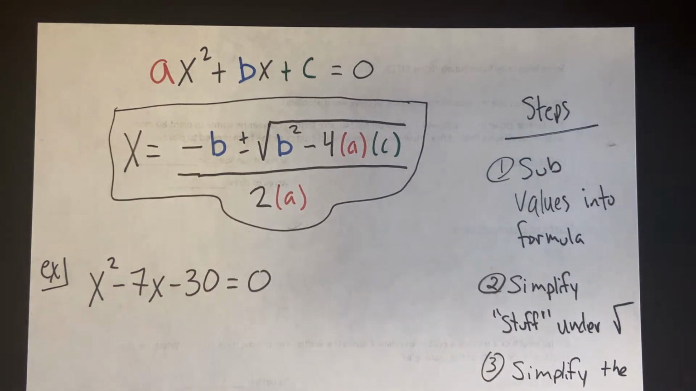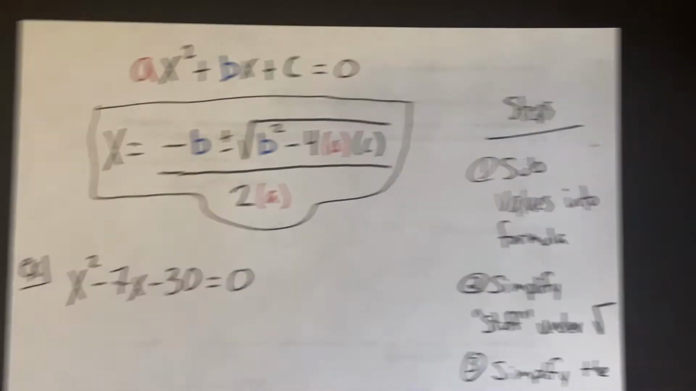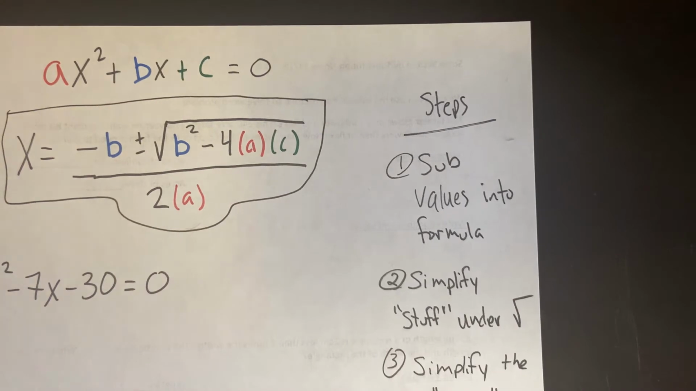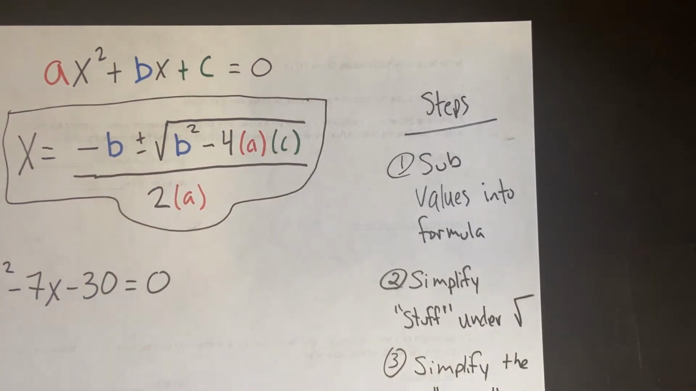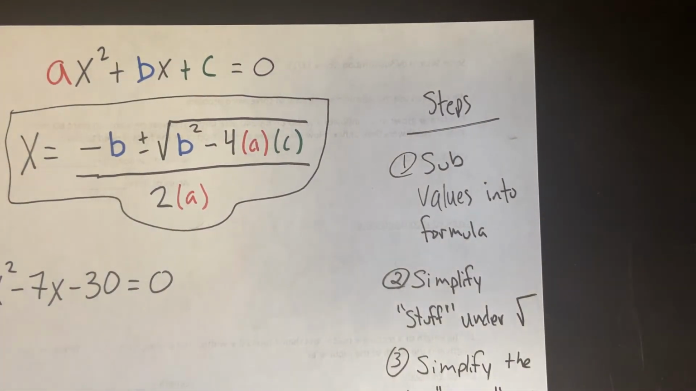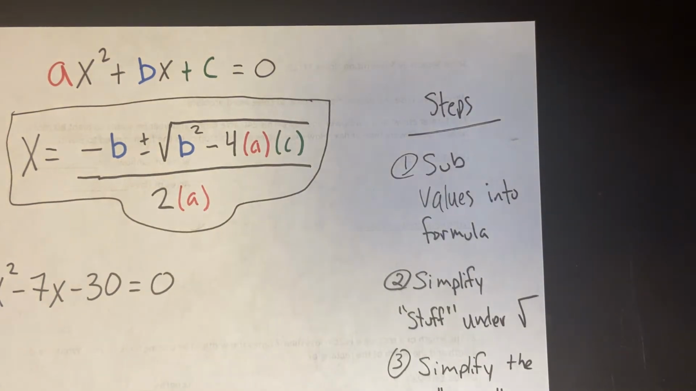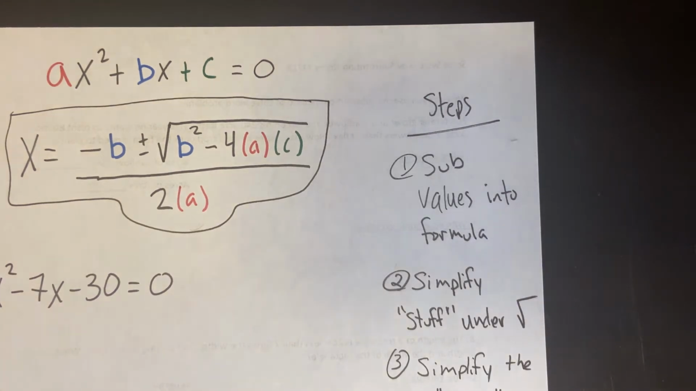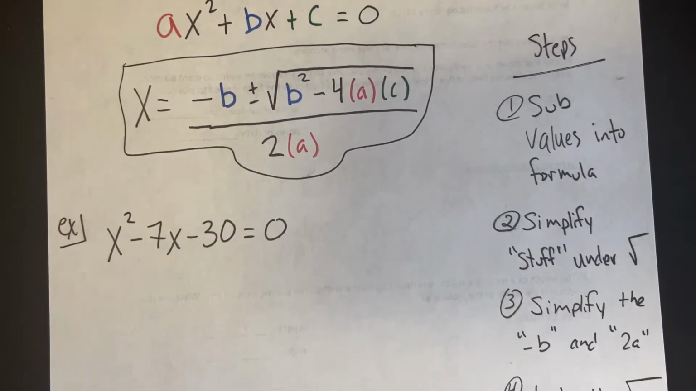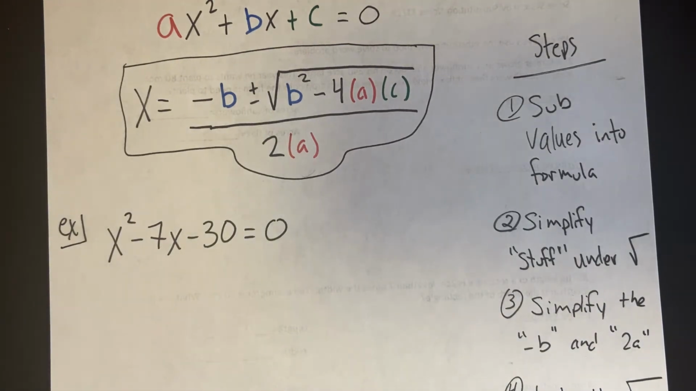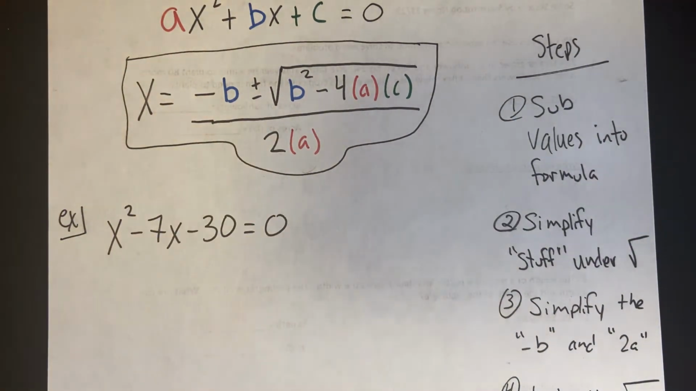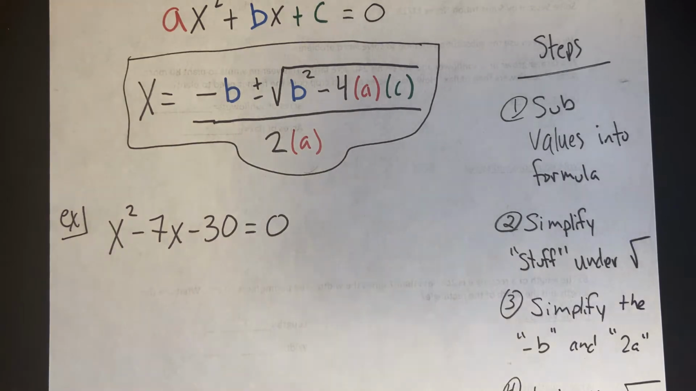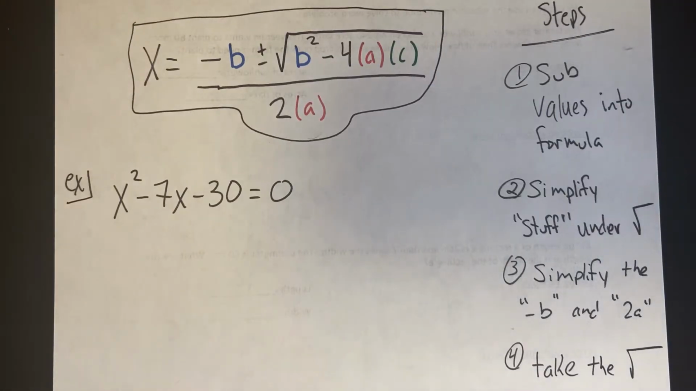As we get going here, on the right I have steps to go through. I think it helps if you can write out the steps, so definitely refer back to your notes, or you have this on video, so you can keep going back and replaying the steps that you need. Step 1 says substitute the values into the formula. So we've got a formula here, and we've got our first example: x squared minus 7x minus 30.